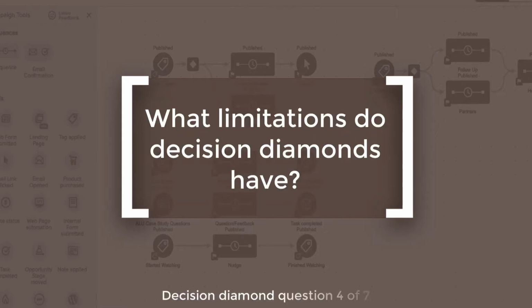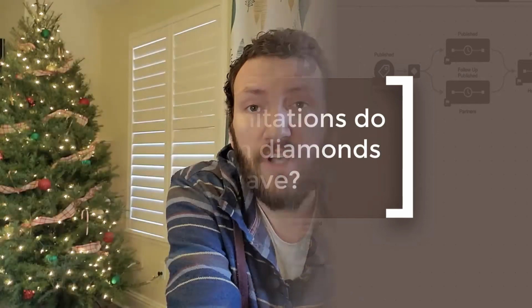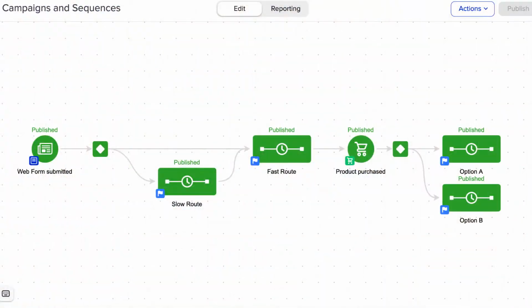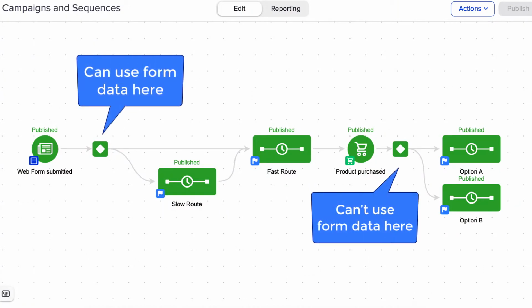This brings us to the next question, which is what limitations are there for building our decision diamonds? And one of them I just mentioned, which is the form data is only accessible immediately after the form. So where your decision diamond takes place does make a difference.